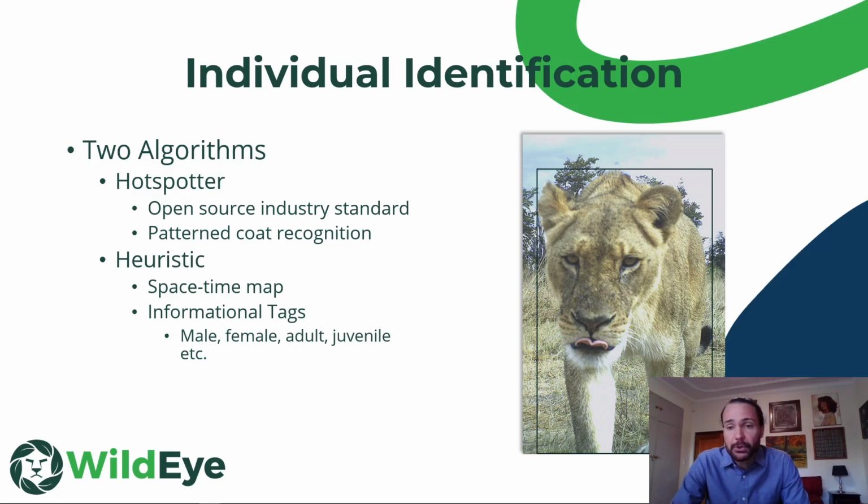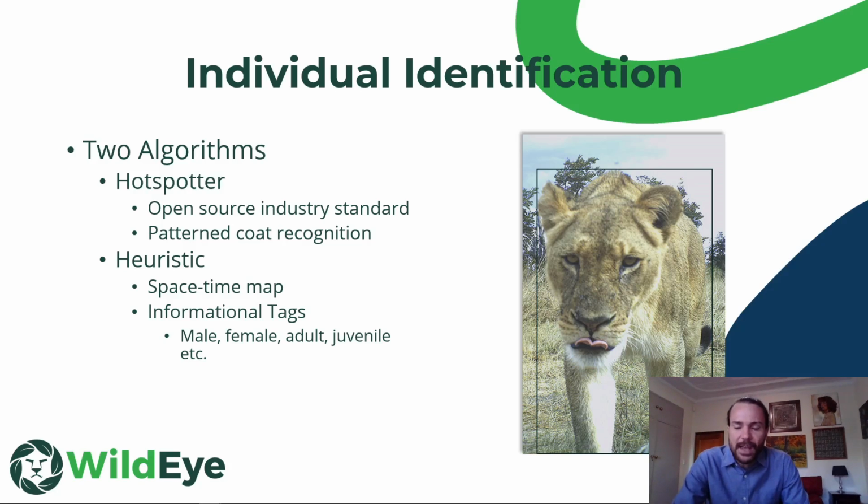On top of that, we also have a heuristic algorithm that you can use by itself if Hotspot is not working well on your particular species. Basically, the idea is that it will look at a number of things. Firstly, we look at informational tags. You can tag individuals with a customizable set of labels, such as male, female, adult, juvenile, has scar, missing ear, anything like that.